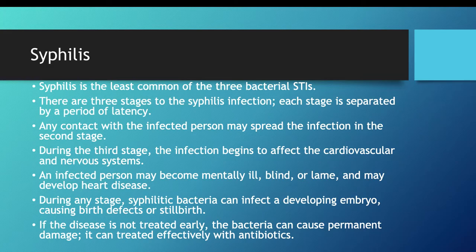During any stage, syphilitic bacteria can infect a developing embryo, causing birth defects or stillbirth. If the disease is not treated early, the bacteria can cause permanent damage, and it can be treated effectively with antibiotics. So you can definitely treat this with antibiotics, and nowadays most people that ever do contract syphilis can get that cleared up pretty fast.